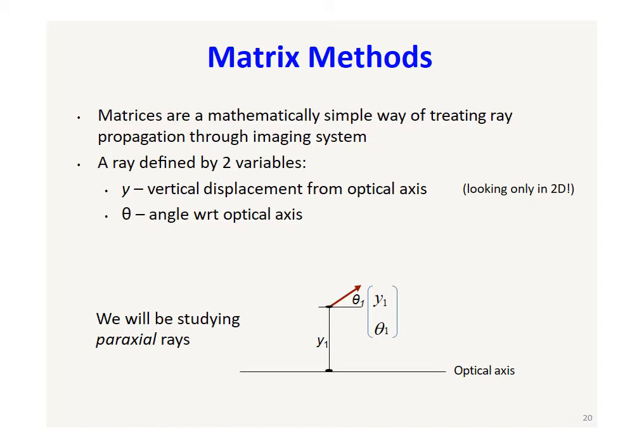What we're going to do is we're going to consider a ray as a vector, a two-dimensional vector. You can consider them three-dimensional, but I think that it's quite instructive just to look at it in 2D for now. y1 is going to be the vertical distance from the optical axis, and theta 1 is going to be the angle above the optical axis.